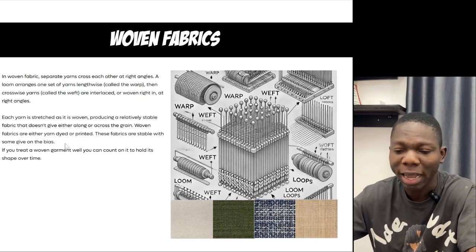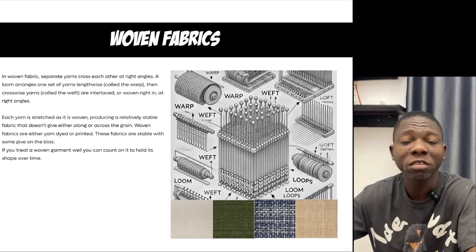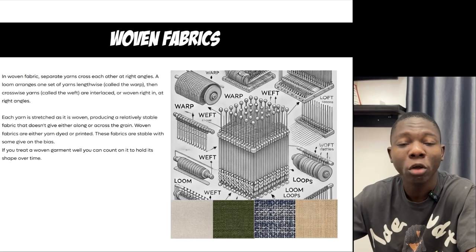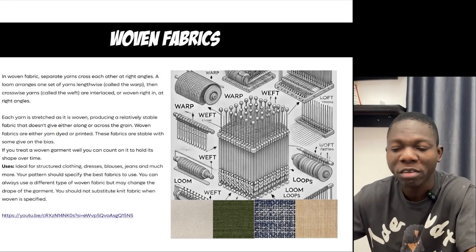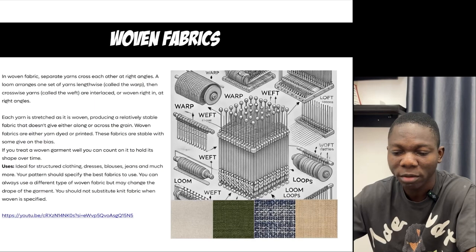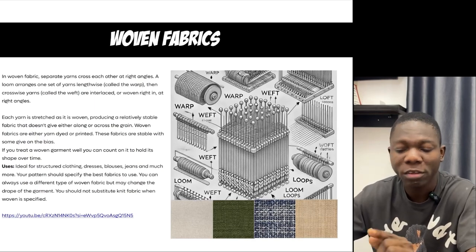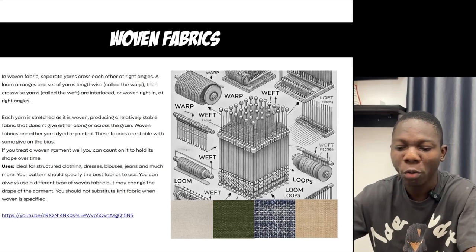Woven fabrics can be dyed or printed. These fabrics are stable and give some bias. If you choose a woven fabric, it can hold for a long period of time. The ideal uses of a woven fabric include t-shirts, dresses, blouses, jeans, and many more. So let's watch a video that shows how a woven fabric is made.